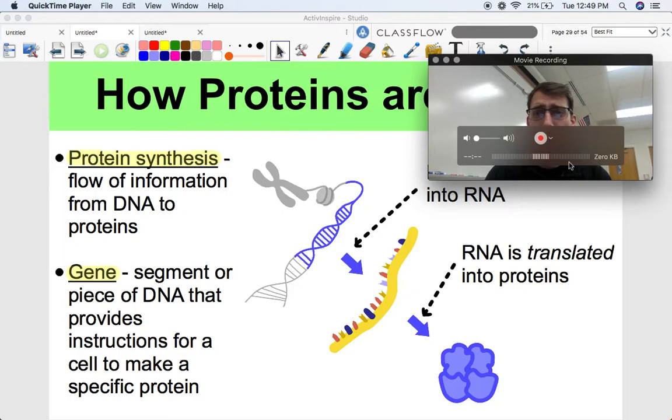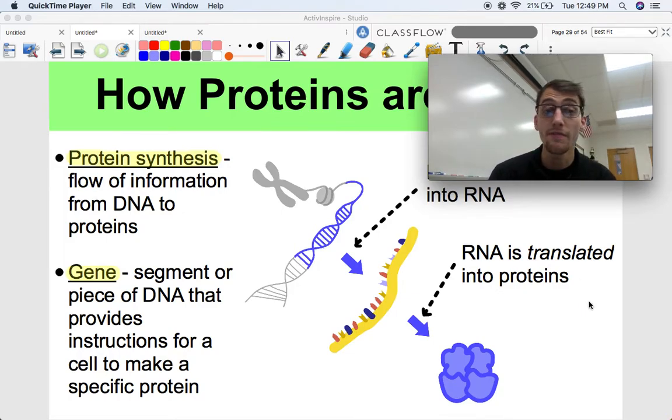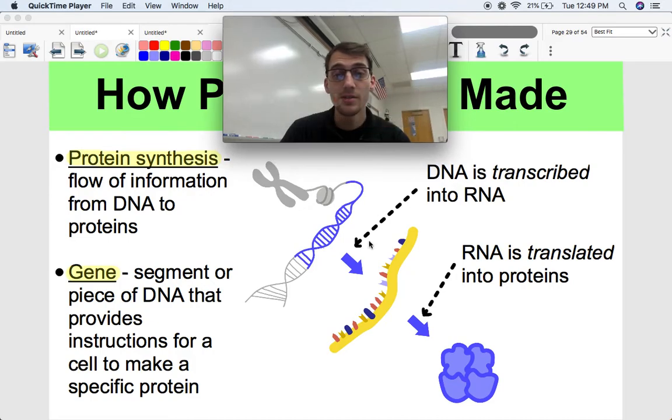So how are proteins made? Well, it's through protein synthesis, which is the flow of information from DNA to proteins. So this is our central dogma. This is the same picture that we looked at in our last video. DNA is first transcribed into this single-stranded molecule called RNA. So here we are in the nucleus. The DNA is stored in the nucleus. It's transcribed into a messenger molecule called messenger RNA, or an RNA molecule. And then RNA is then translated into protein.